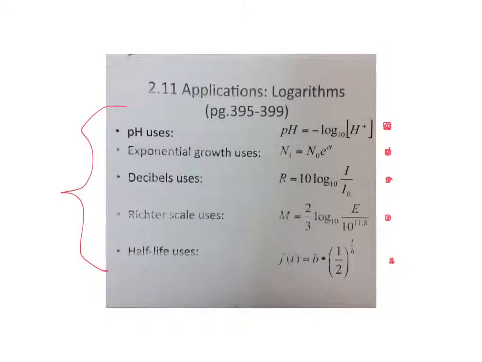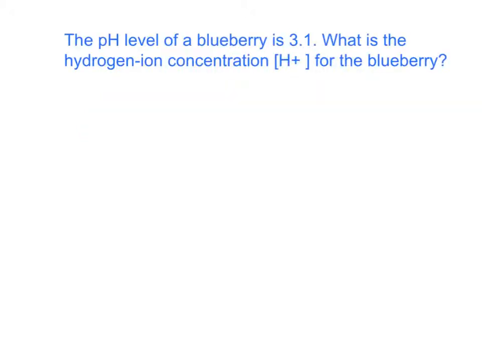So what we're going to do today, we're going to practice one kind of question using pH uses. This will be the only type of problem that you will see on your Unit 2 test. So it says the pH level of a blueberry is 3.1. What is the hydrogen ion concentration, which is also called H+, for the blueberry?